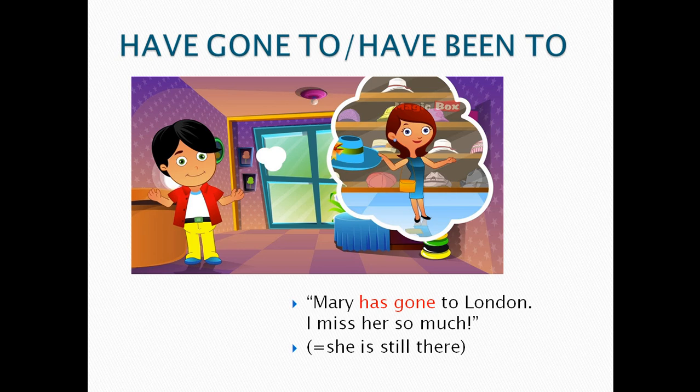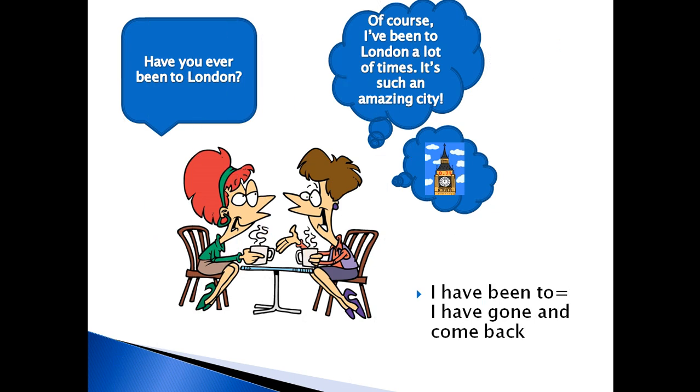Have gone to and have been to. There is a slight difference in meaning between the two. Let's see the examples and I'll illustrate the difference. Mary has gone to London. I miss her so much. It means that she is still there. Has gone means that the person is still there in that place. بعدها هي بذاك المكان وما راجعة. She hasn't returned. While have been, it means that the person has returned.